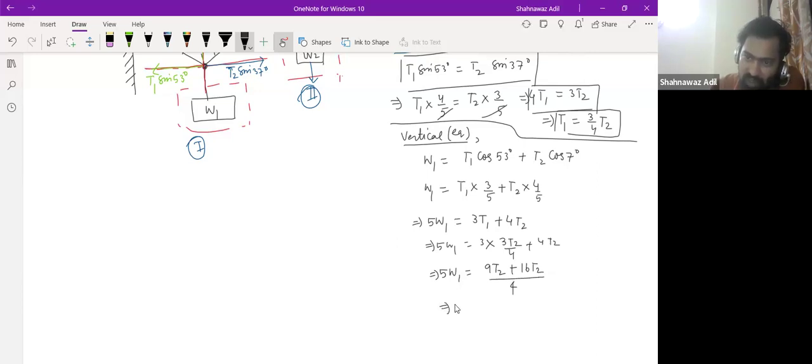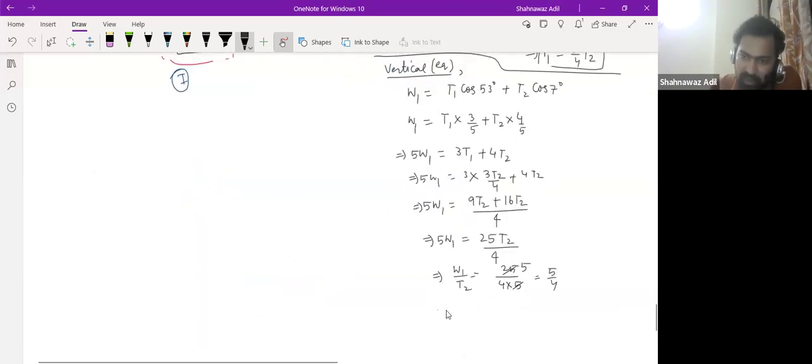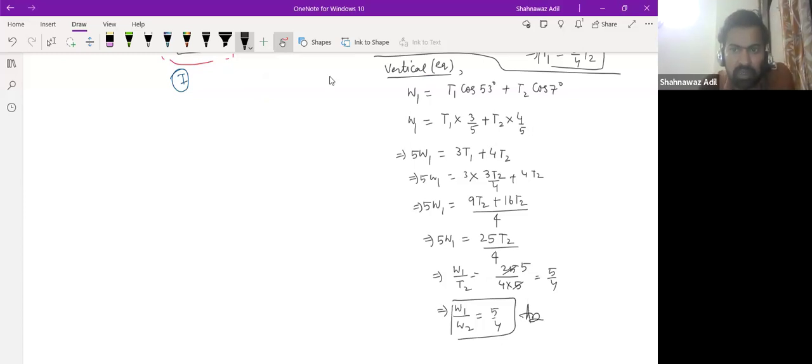So what do we have? We have 5 W1, and this is, so who's writing some answer? 5 by 4. So Maria is saying 5 by 4. Okay, let's check that. This thing by 4. So I will take the T2 on this side and 5 on the other side. So 25 by 4 into 5. So yes, 5 by 4. I know that T2 is simply W2. So if I put that value, W1 by W2 is 5 by 4. That is the answer. Right, so this is some question based on pulley.